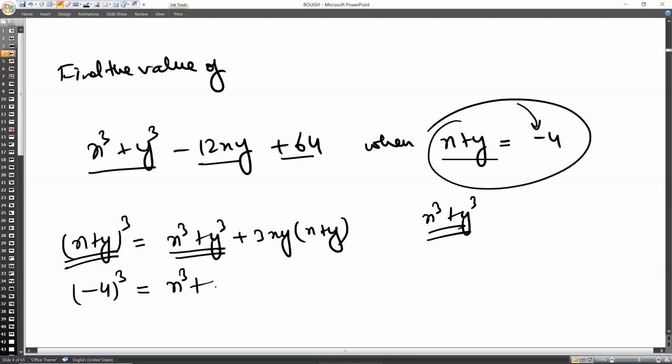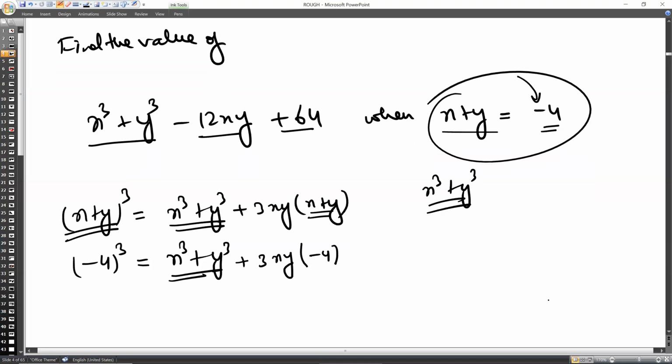Then you have to find out this value, so write it as it is. Why do you need to find it? Because you have to put that value in this equation. Then plus 3xy, write it this way. And then again write x plus y. The value of x plus y is minus 4, so again write minus 4 here.